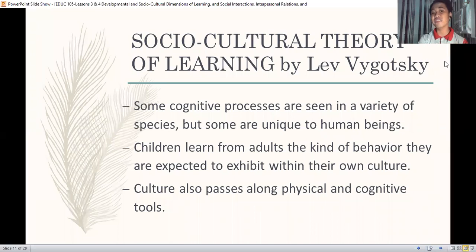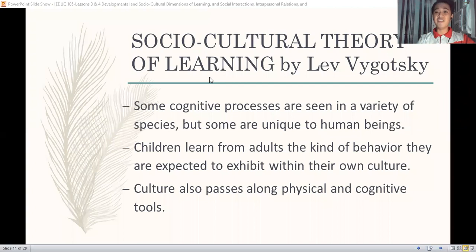He contradicted cognitivism. If you can still remember, we have the theory about cognitivism, right? That learning takes place in the mind. It's structured in the mind. Okay? We make a visual presentation of our learning in our mind. But the point of Vygotsky, some cognitive processes are seen in a variety of species. We are different, the way we think. But some are unique to human beings.